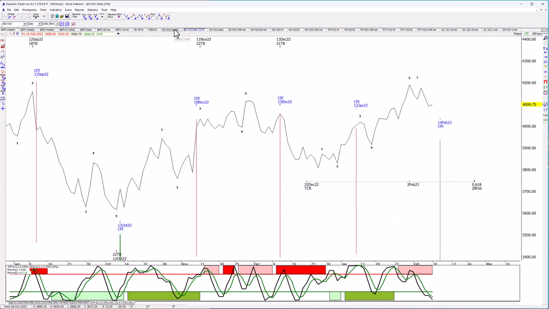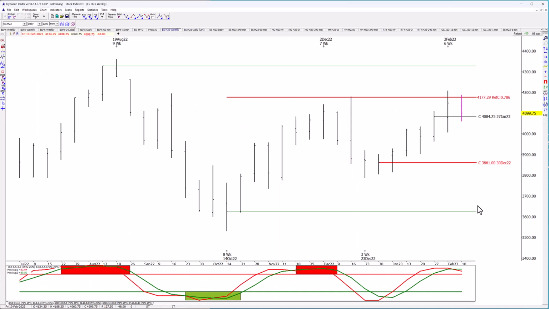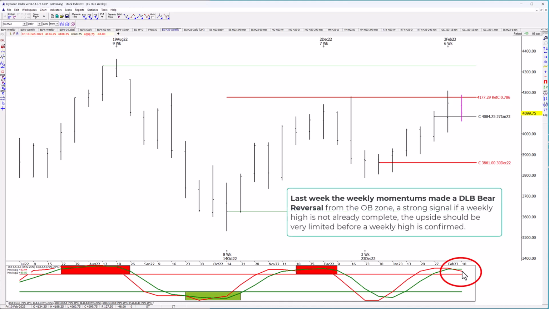So let's take a quick look at the weekly data. This is the ES weekly data, and look what happened this past week. This past week the weekly momentum made what we call a dual look-back bearish reversal, similar to what was made back here in early December, similar to what was made back here in the middle of August for these weekly highs. Now, this doesn't necessarily mean it's going to be a weekly high of the same degree of these, but more than likely, the market's going to be sideways to down for 2 or 3 weeks.